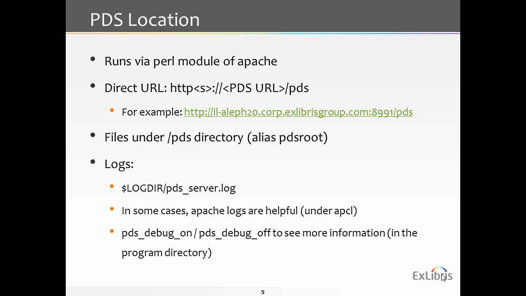The main log file of PDS is the PDS_server.log, which is under the logdir directory. The Apache logs can also be useful, and PDS log can be set to debug on or debug off using the PDS debug on or PDS debug off command that can be run from the PDS program directory. All this information is in this slide, so you can review it later if required.